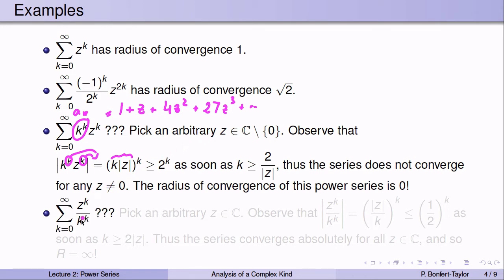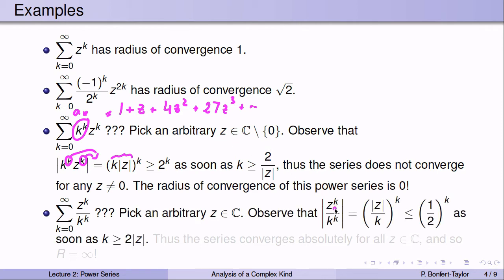How about if I look at z to the k divided by k to the k? Well, again, let's pick an arbitrary z and observe that the absolute value of z to the k divided by k to the k, I can do the same trick and pull these k's out, is the absolute value of z divided by k, to the kth power. Now when I pick a k large enough, for example, bigger than 2 times the absolute value of z, then this term z over k to the k is bounded above by 1/2 to the k. So most of the terms of the power series, except for the first few, are less than 1/2 to the k in absolute value. But the series of 1/2 to the k is a geometric series, and we know that converges. The sum of 1/2 to the k from 0 to infinity converges, and we actually know what it is. Its sum is 1 over 1 minus 1/2, which is actually 2.